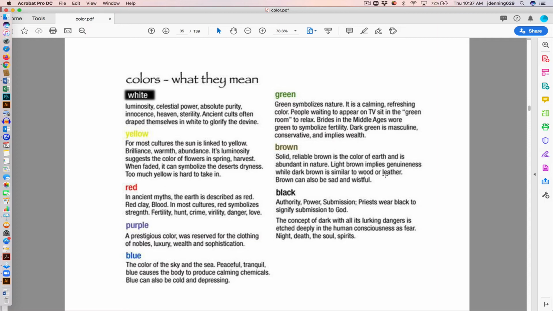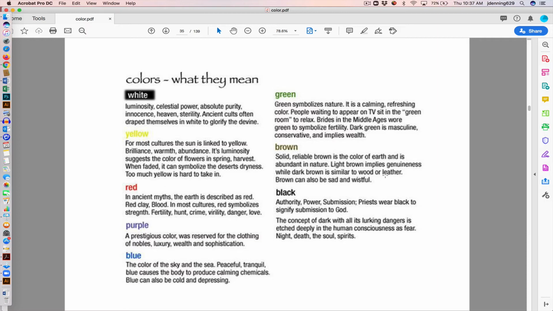Purple is a prestigious color in the West. We think about nobility. Kings were also associated with this vibrant color. And it's a color that you don't see very often in nature. So it's somewhat rare in nature, which makes it special.